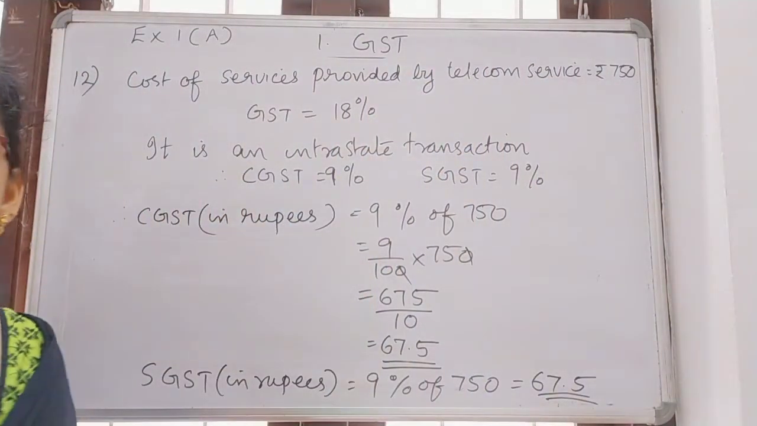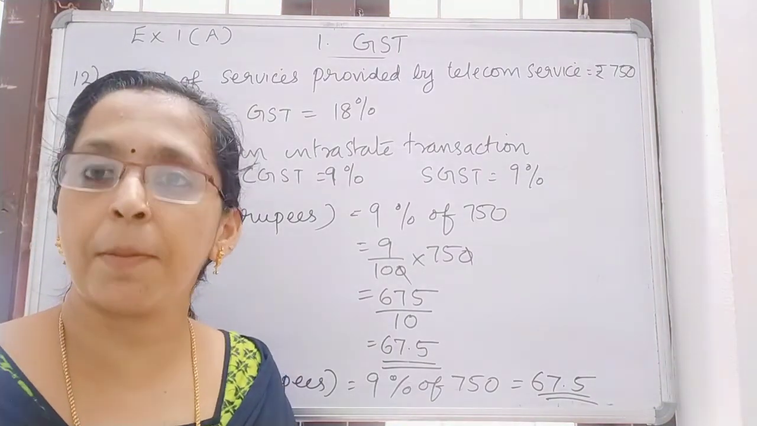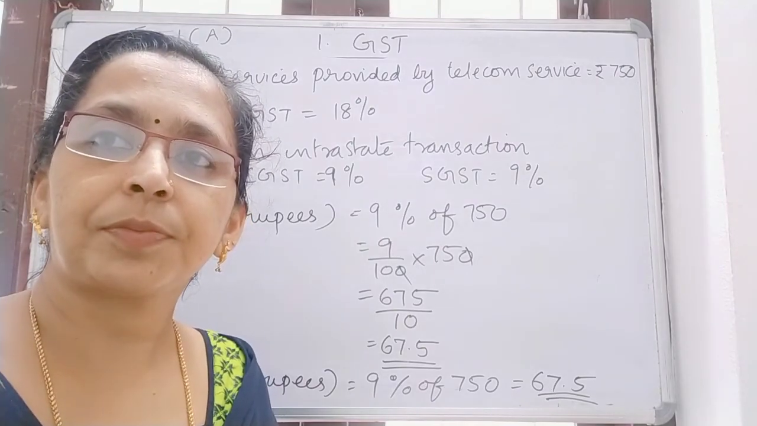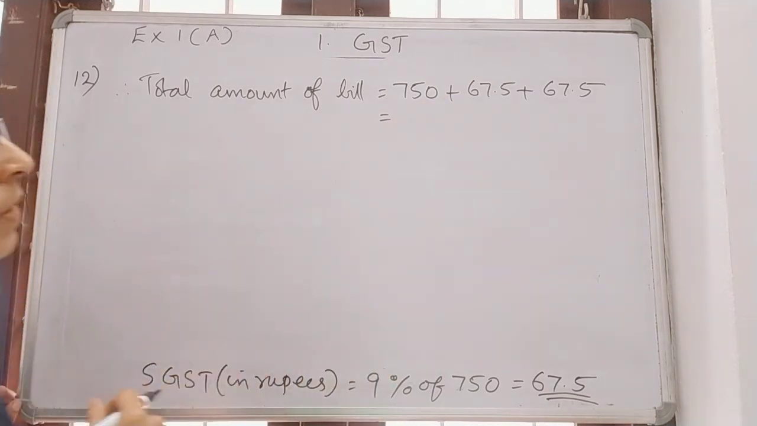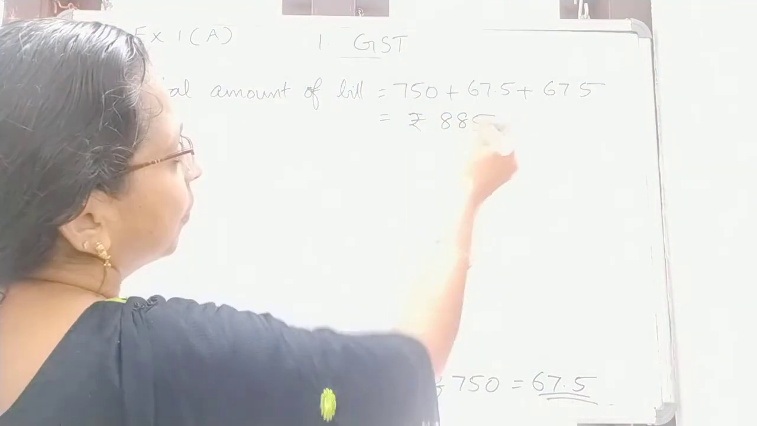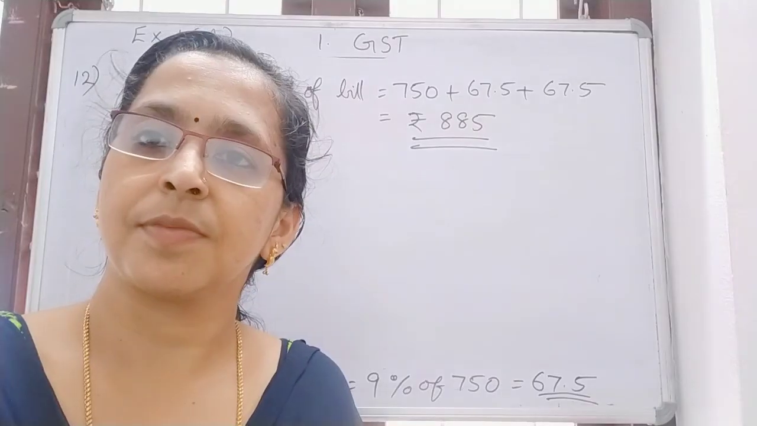Okay. Next, total amount of the bill we have to pay: 750 plus CGST plus SGST. That is the amount of bill. Okay. We can do that. Write down: amount of bill is equal to 750 plus 67.5 plus 67.5. So answer is rupees 885. Thank you.